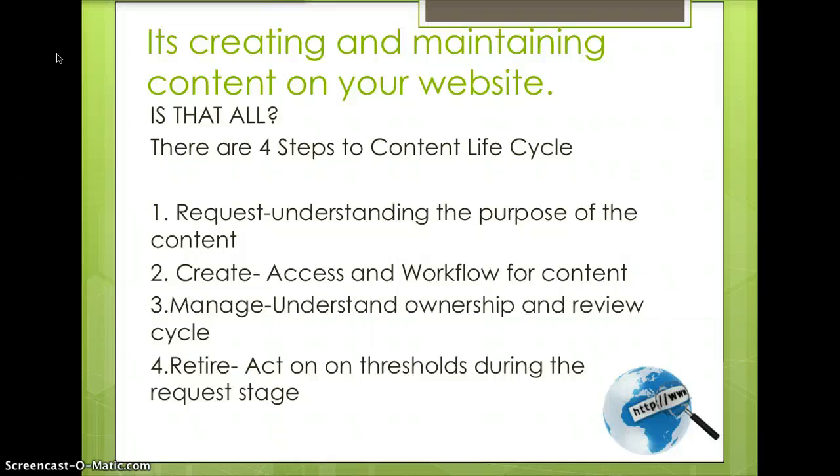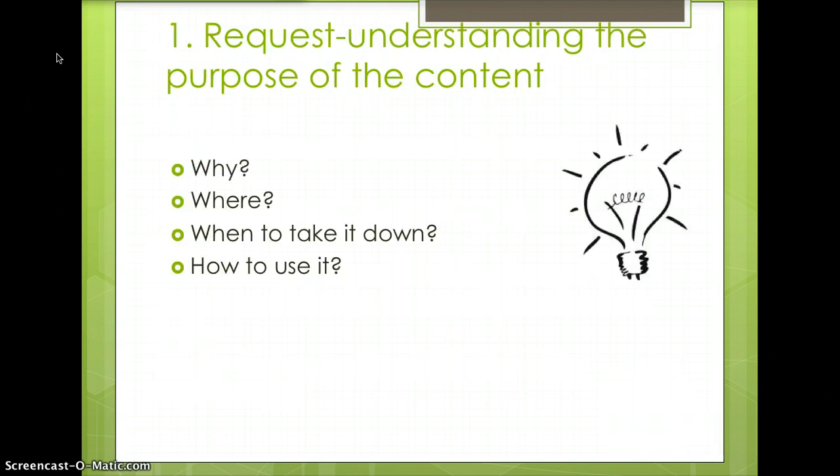Number 1 is to request and understand the purpose of the content. Number 2, create access and workflow of the content. Number 3, manage, understand ownership and review cycles. And last, retire, act on the threshold during the request stage. I'm going to describe each process in the most understandable way. Number 1, request and understand the purpose of content.